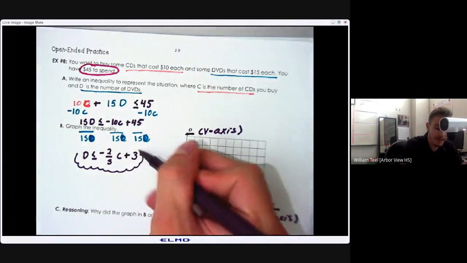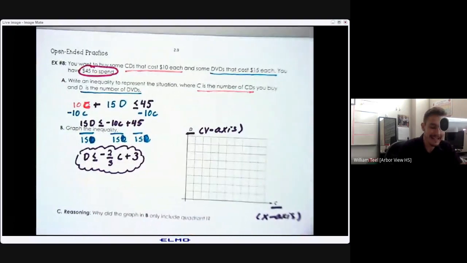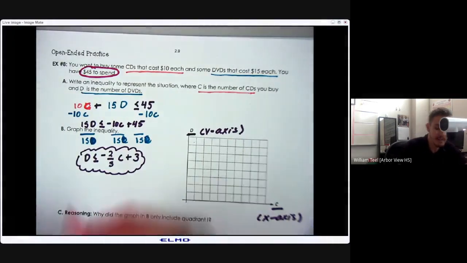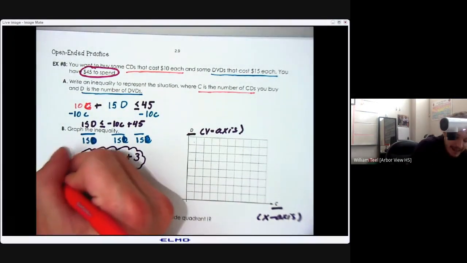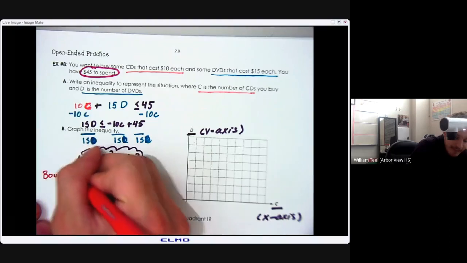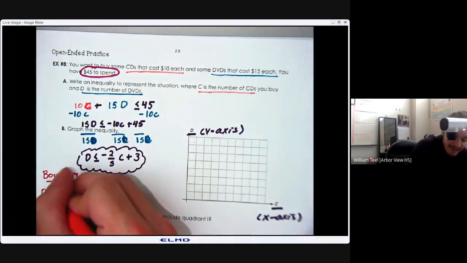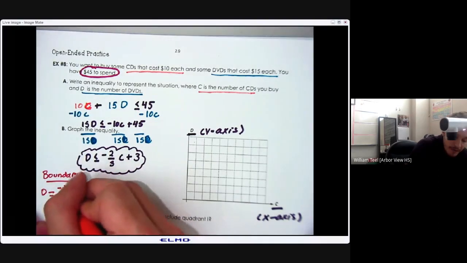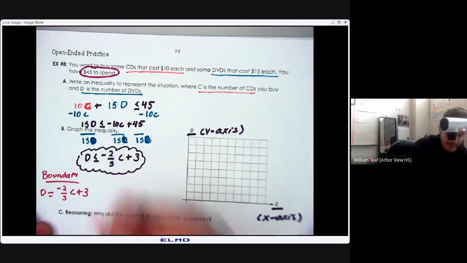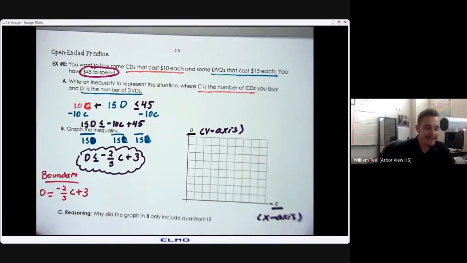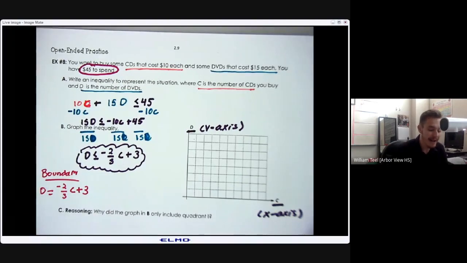So we're going to graph this. In order to graph this, I need to look at what my boundary line is going to be. My boundary is going to be that same thing with an equal sign. So I'm going to say D is equal to negative 2/3 C plus 3. We're going to go ahead and graph this on our graph, but we also have to check and see, all right, what is this going to be? Is this going to be solid or dashed?